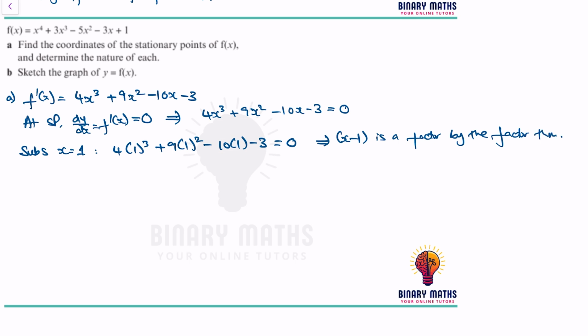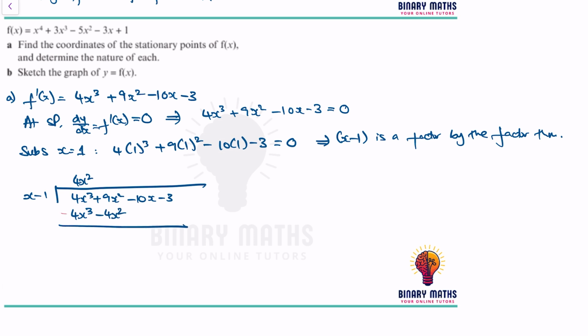So if I want to find the other factors, I need to divide 4x cubed plus 9x squared minus 10x minus 3 by x minus 1. So x times what gives me 4x cubed? It must be 4x squared. 4x squared times x is 4x cubed. 4x squared times minus 1 is minus 4x squared. I need to subtract this, so this becomes a minus, that becomes a plus. So I end up getting 13x squared minus 10x minus 3. x times what gives me 13x squared? It must be positive 13x. So I get 13x squared when I multiply it, then minus 13x. Again, I need to subtract it, which means I get a plus here. I end up getting 3x minus 3.